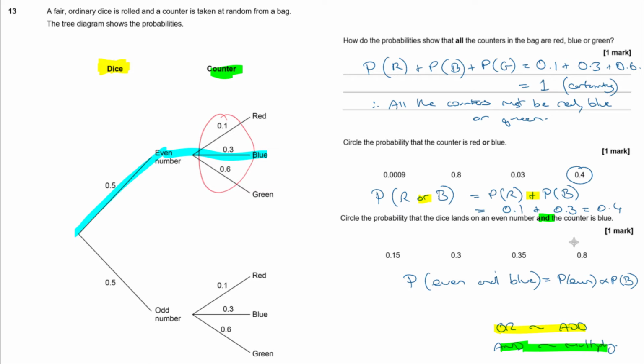We're just multiplying everything we get going along. So the probability of even is 0.5, the probability of blue is 0.3. 0.5 times 0.3, that's 0.15, isn't it? So it's going to be that one there.